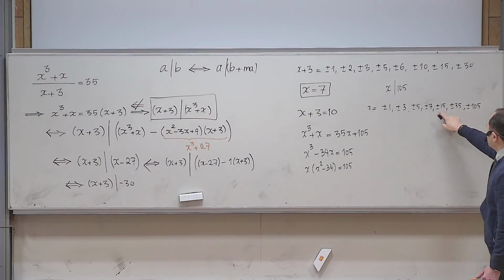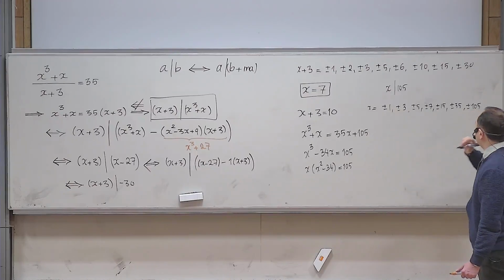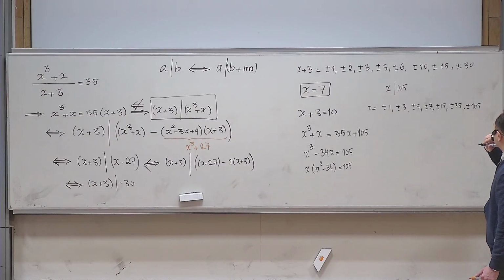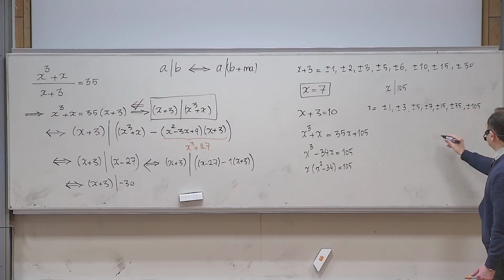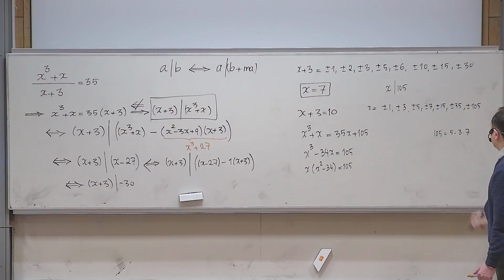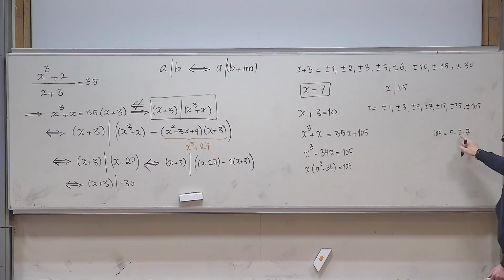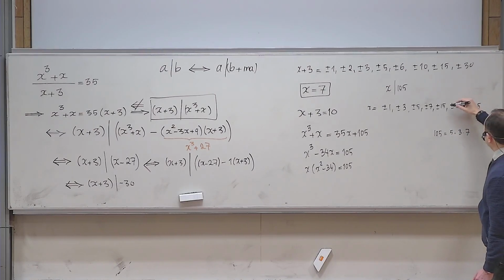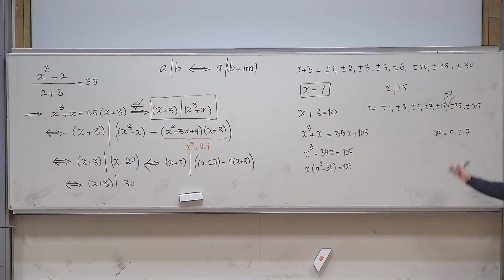So 1, 2, 3, 4, 5, 6, 7. There should be, if I remember correctly, another one, because 105 can be written as 5 times 21. 21 can also be written as 3 times 7. So 1, 3, 5, 7, and then 15. Oh, 21 is also there. I forgot to write plus or minus 21. So exactly, I have 16 cases to consider, but the numbers are bigger.